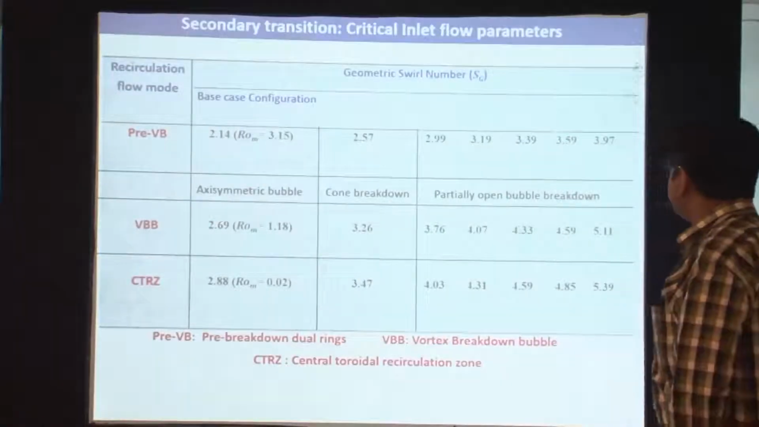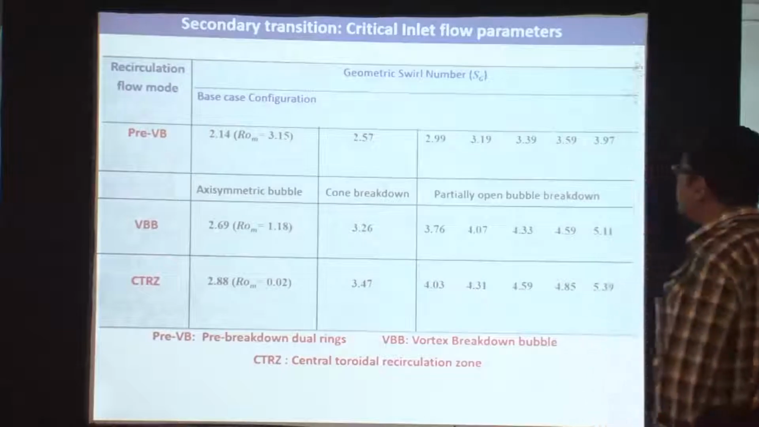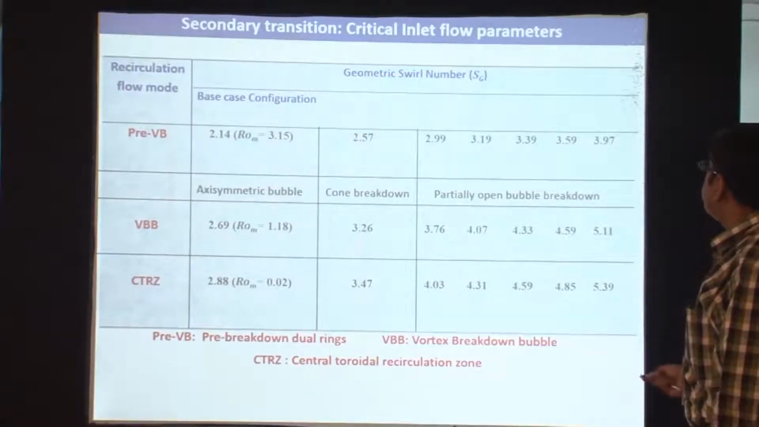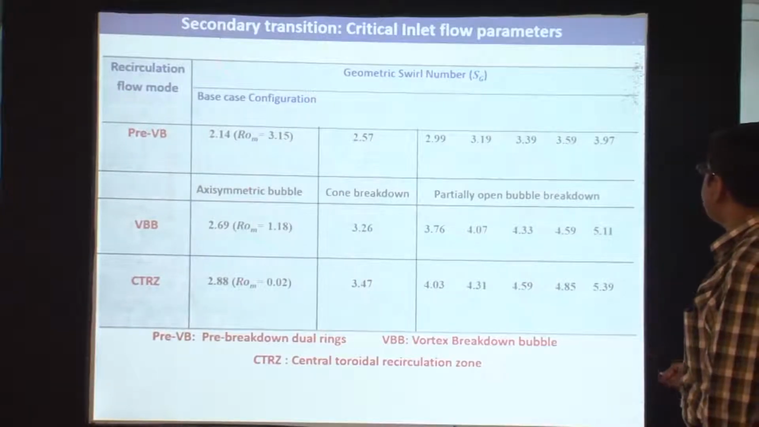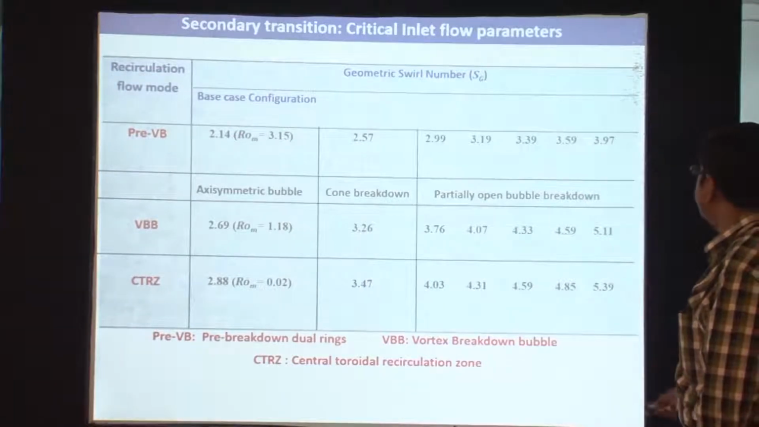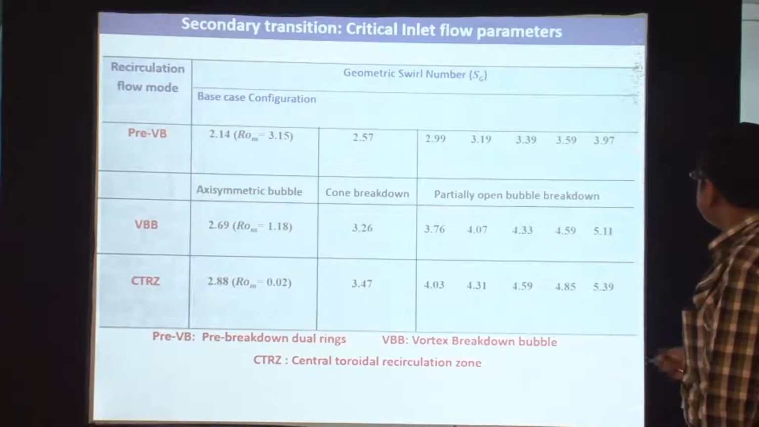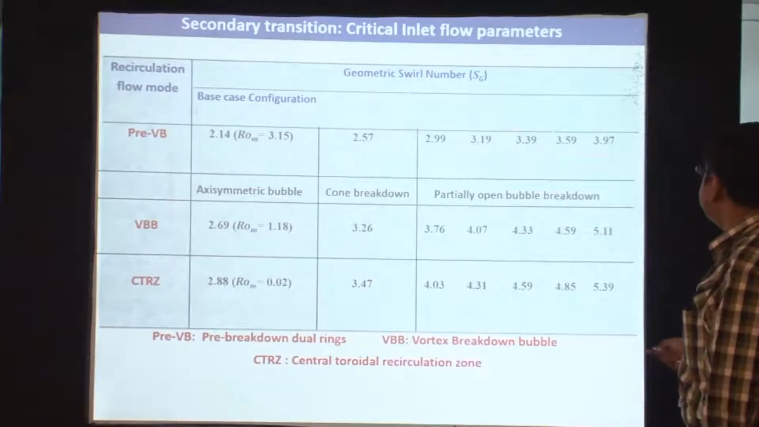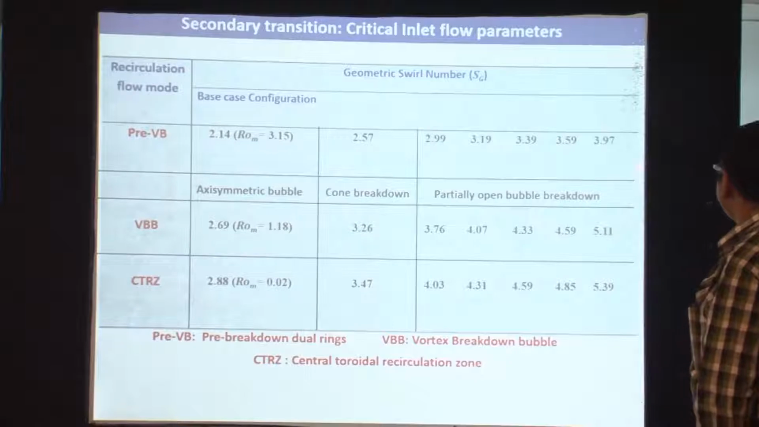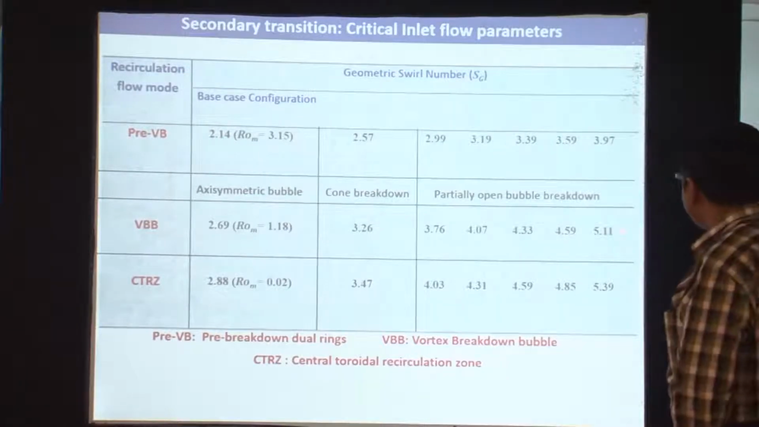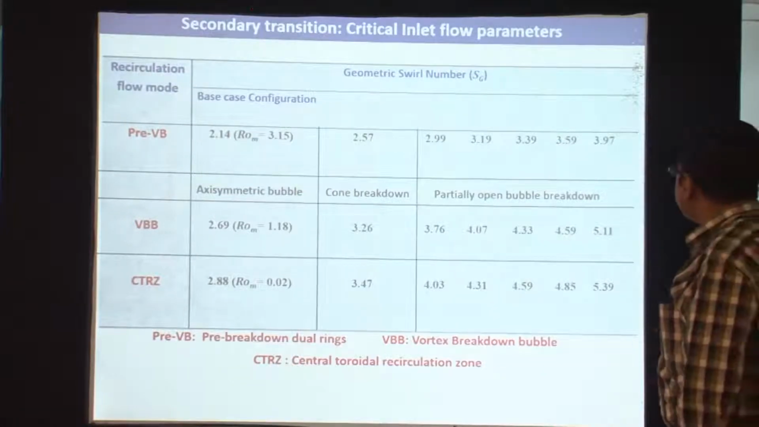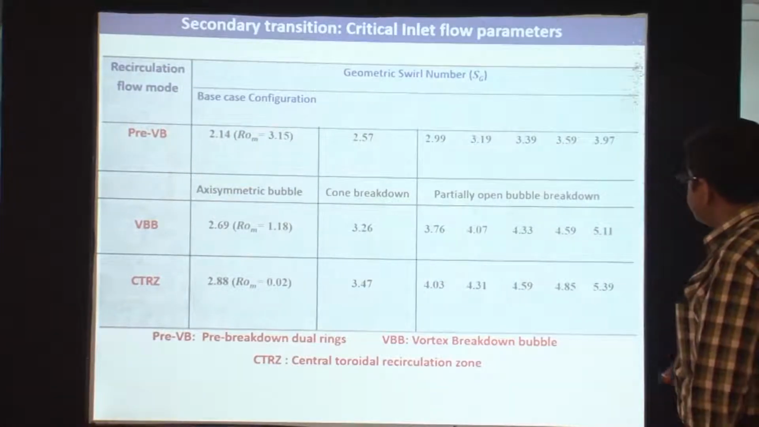Next, we found the primary transitions of the flow. Now, we decided to fix the Rossby number at 3 particular settings, high, medium, and low, and vary the geometric swirl number over a very large range, from 2.14 to 3.97, 2.69 to 5, and 2.288 to somewhere around 5.39, and observe what kind of changes this shows.